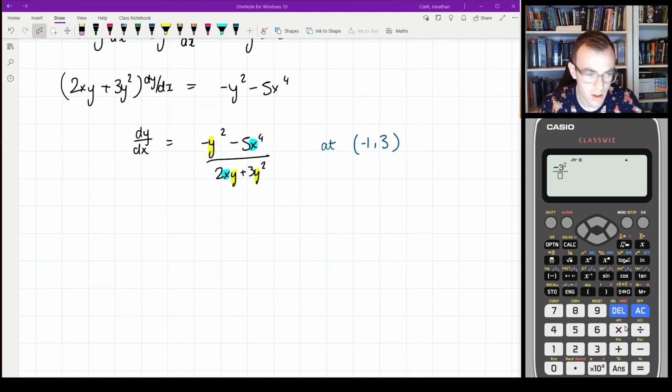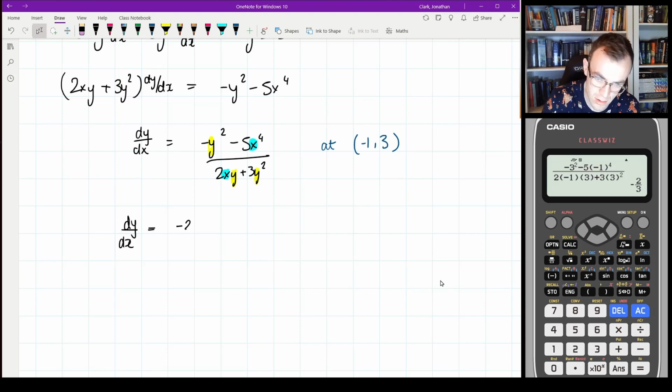Lovely. Take away 5 lots of x to the power of 4. And then down on the bottom, we've got 2 times x times y plus 3 lots of y squared. Okay, let's see what this works out as. -2/3. All right, cool. So I've got the gradient at the coordinate.